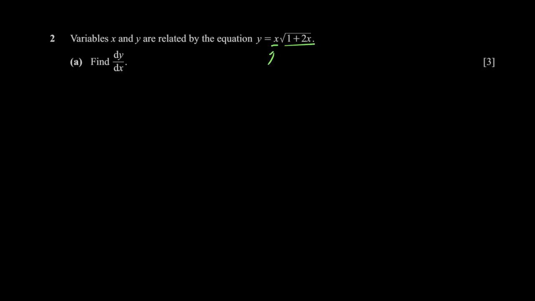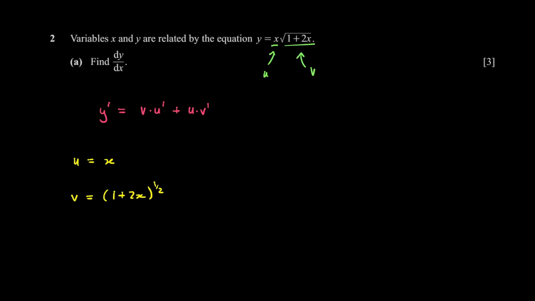So I'm going to call the first one u and I'm going to call the second one v. Whenever we've got the product of two functions, that means two functions multiplied together, we need to use the product rule. And what is the product rule? The product rule is y prime, dy/dx, is equal to v du/dx plus u dv/dx, v du plus u dv. So I'm going to write down what u is, that's equal to x, and what v is, that is (1 plus 2x) to the power of a half.